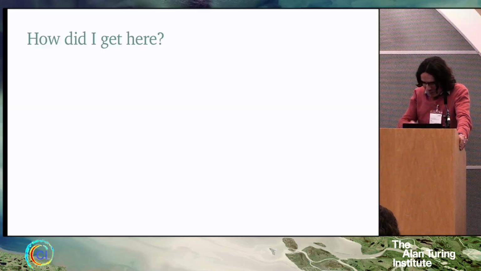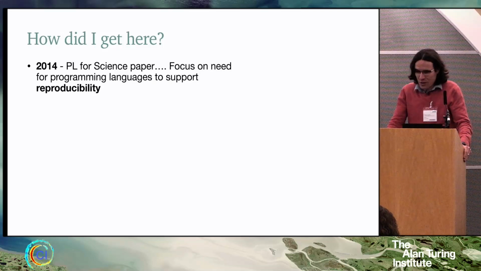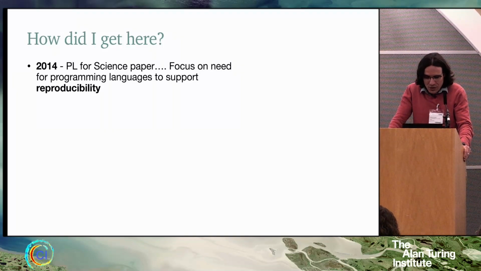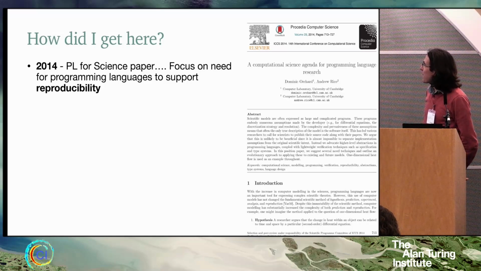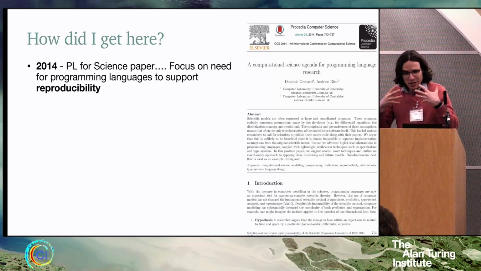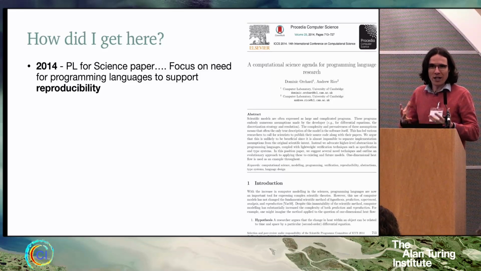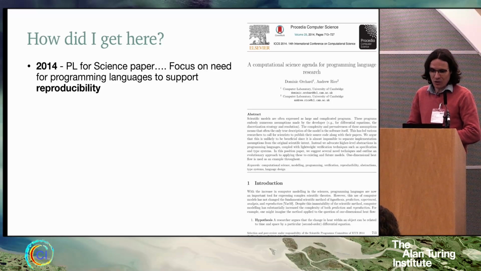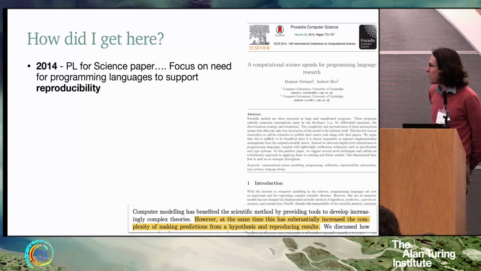So how did I get here? That was one of the questions I was asked for these slides. In the early days of having conversations with various scientists, me and one of my colleagues at Cambridge, Andy Rice, we wrote this position paper called A Computational Science Agenda for Programming Language Research, that was looking at the interesting programming language challenges that come out from modern scientific work where programming is absolutely essential. And one of the focuses in here was about the role of reproducibility and replicability.